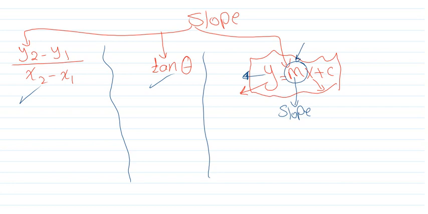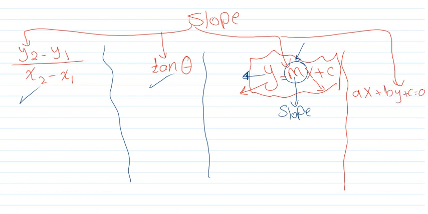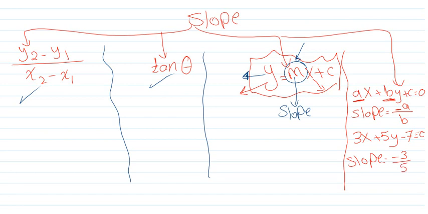The last way to find the slope: if I have ax plus by plus c in the same side, this is the equation. The slope will be negative coefficient of x over coefficient of y, negative a over b. Like this, 3x plus 5y minus 7 equals 0. Now the slope will be negative 3 over 5, negative coefficient of x over coefficient of y.